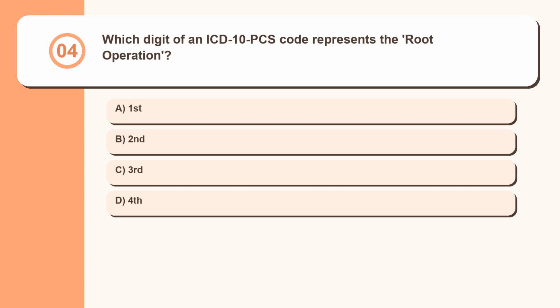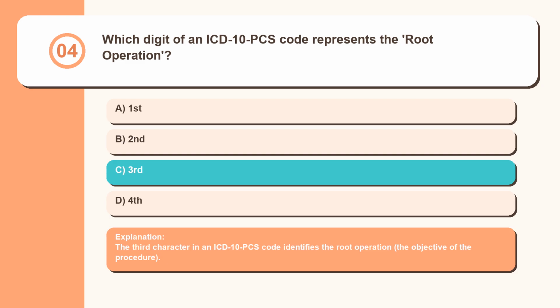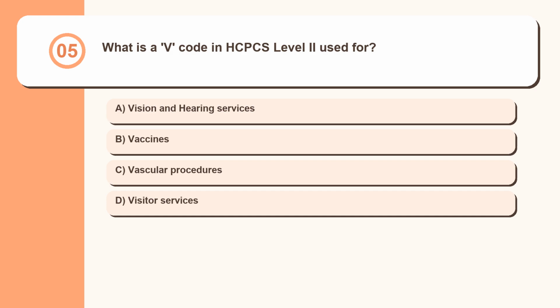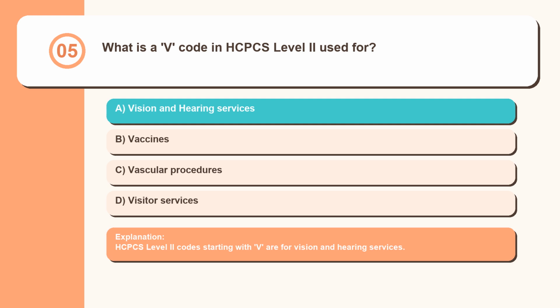Question 4. Which digit of an ICD-10-PCS code represents the root operation? First, second, third, fourth. The third character in an ICD-10-PCS code identifies the root operation, the objective of the procedure. Question 5. What is a V code in HCPCS Level 2 used for? Vision and hearing services, vaccines, vascular procedures, visitor services. HCPCS Level 2 codes starting with V are for vision and hearing services.